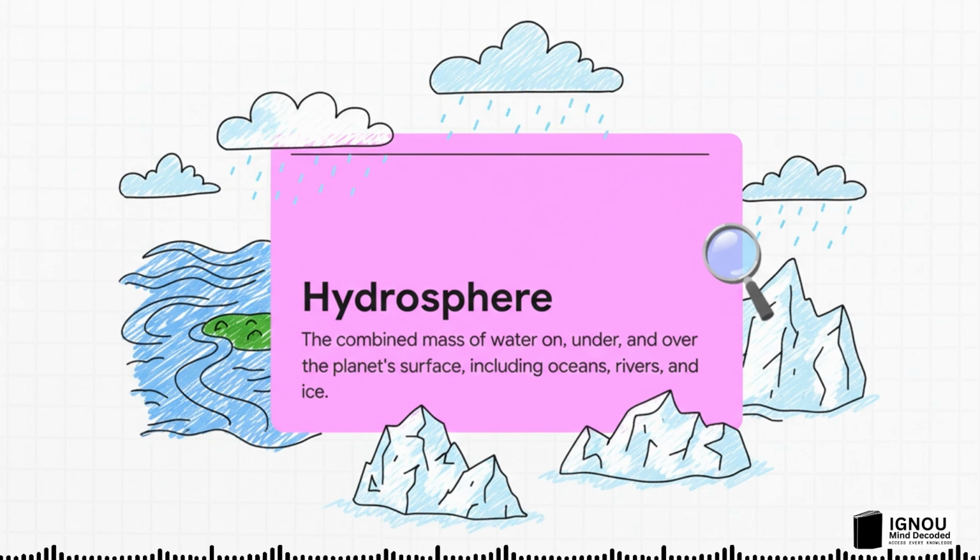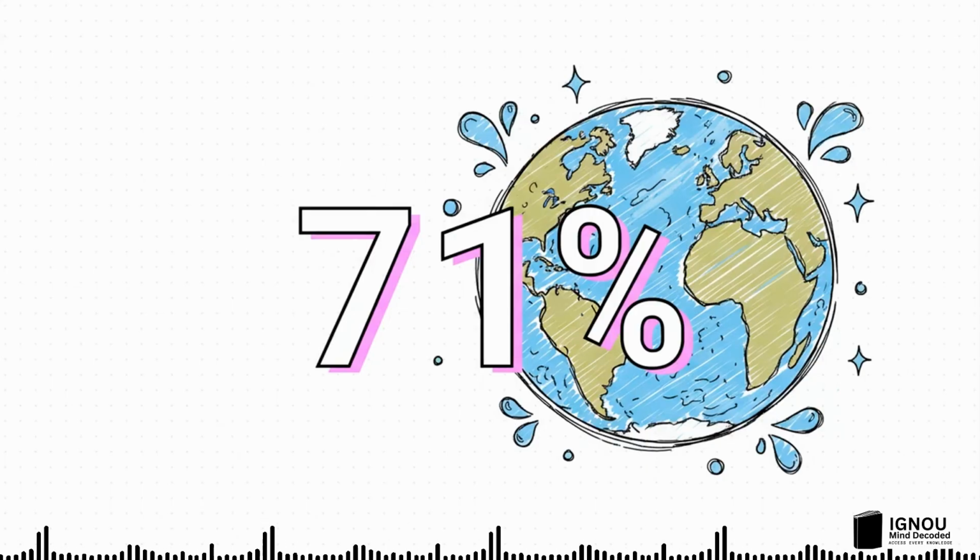Okay, let's move on to our second sphere, the hydrosphere. This one's pretty simple to remember. Hydro means water. So the hydrosphere is all the water on Earth in all its forms. We're talking liquid oceans and rivers, solid ice caps and glaciers, and even the water vapor in the air. And this number just shows how much water we're really talking about. A staggering 71% of our planet's surface is covered by water. This is exactly why Earth is often called the blue planet.